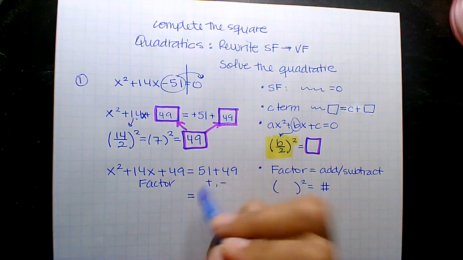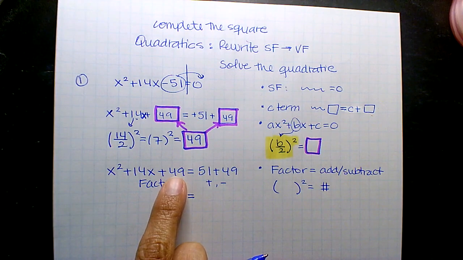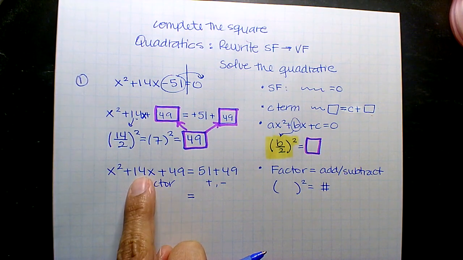Okay, so if I look at this factoring, this looks really, really easy. What two numbers multiply to 49 but add to give me 14? 7, right?